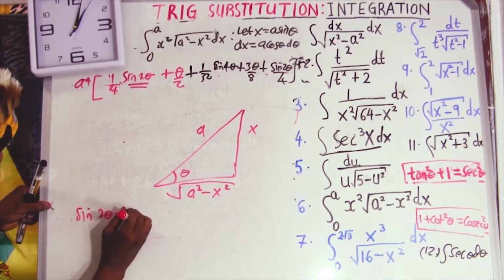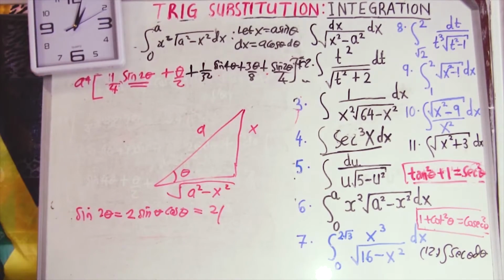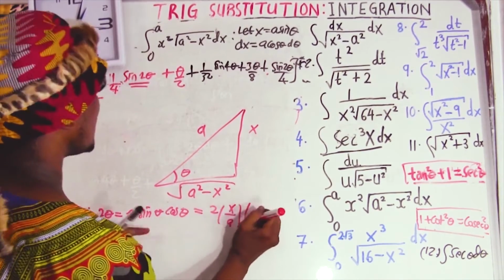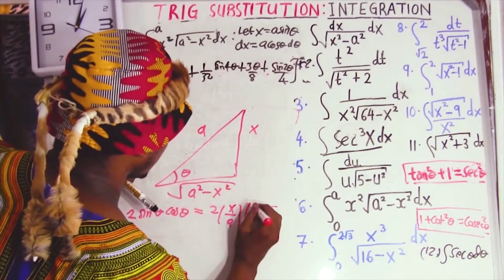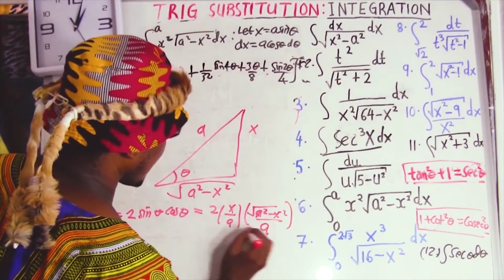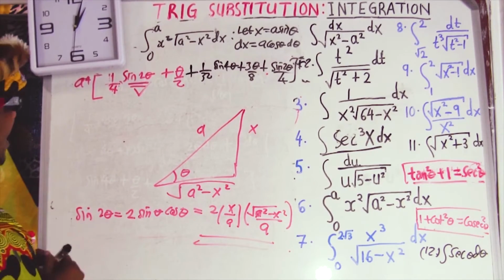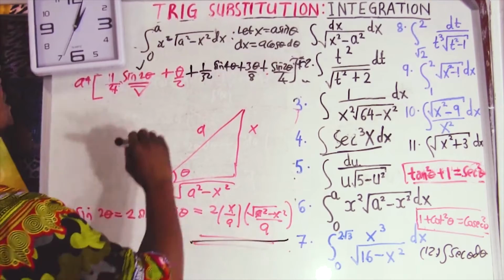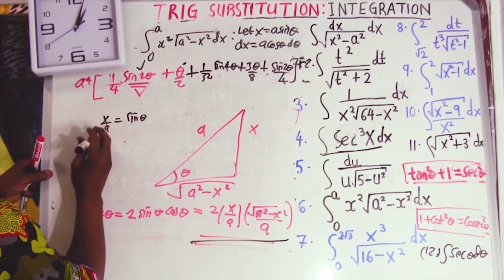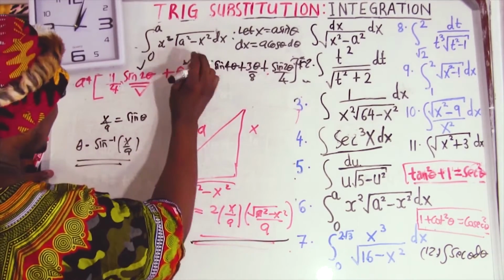Here, sine of double angle equals 2 sine angle cos angle. What is sine? Sine of angle equals opposite over hypotenuse, we know sine of angle is x over a. Cos of angle equals adjacent over hypotenuse, so equals the square root over a. So all this stuff here is going to come in there. You see what I'm saying? So we're going to replace this with this. Now what we want is the value of theta. x over a equals sine theta, so theta equals sine inverse of x over a.